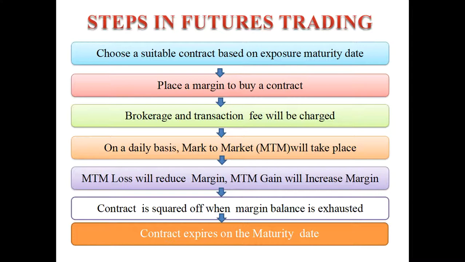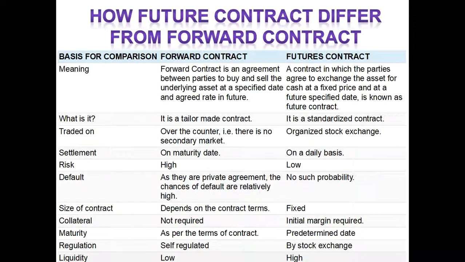The mark to market loss, also known as MTM loss, will reduce margin. The MTM gain will increase the margin. The contract is squared off when the margin balance is exhausted. Then the contract expires on the maturity date.